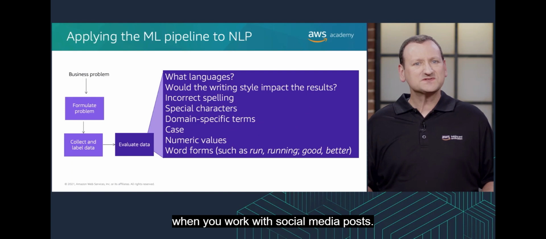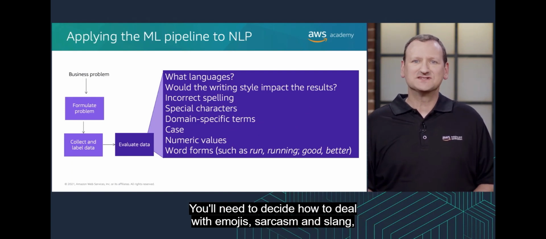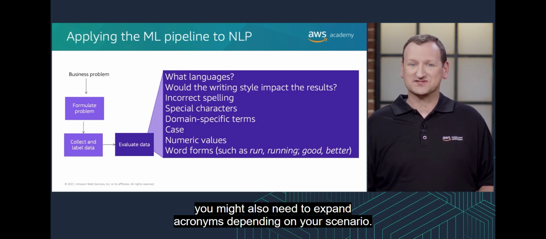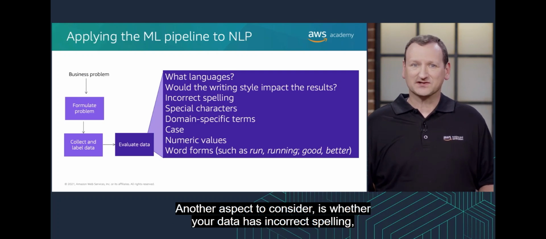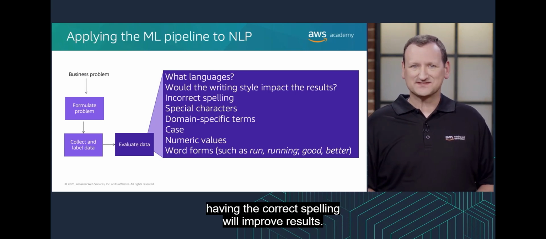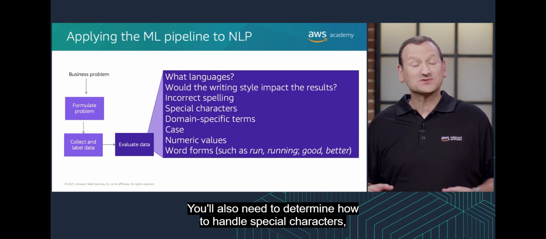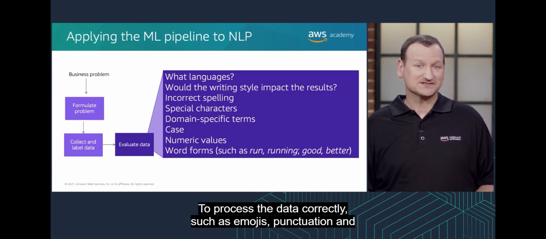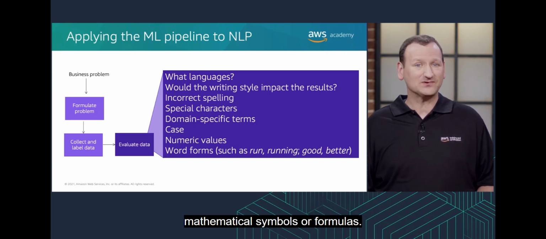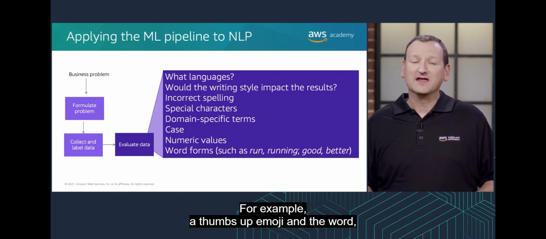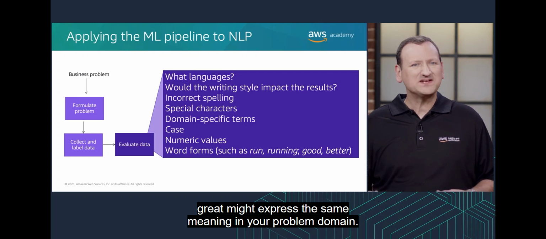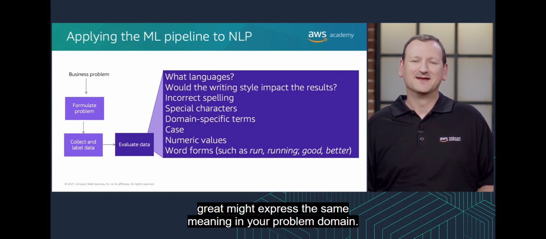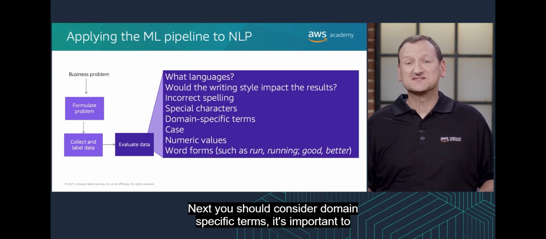For example, when you work with social media posts, you'll need to decide how to deal with emojis, sarcasm, and slang. You might also need to expand acronyms depending on your scenario. Another aspect to consider is whether your data has incorrect spelling. Having the correct spelling will improve results. You'll also need to determine how to handle special characters. You might need to remove or convert special characters to process the data correctly, such as emojis, punctuation, and mathematical symbols or formulas. For example, a thumbs up emoji and the word great might express the same meaning in your problem domain.